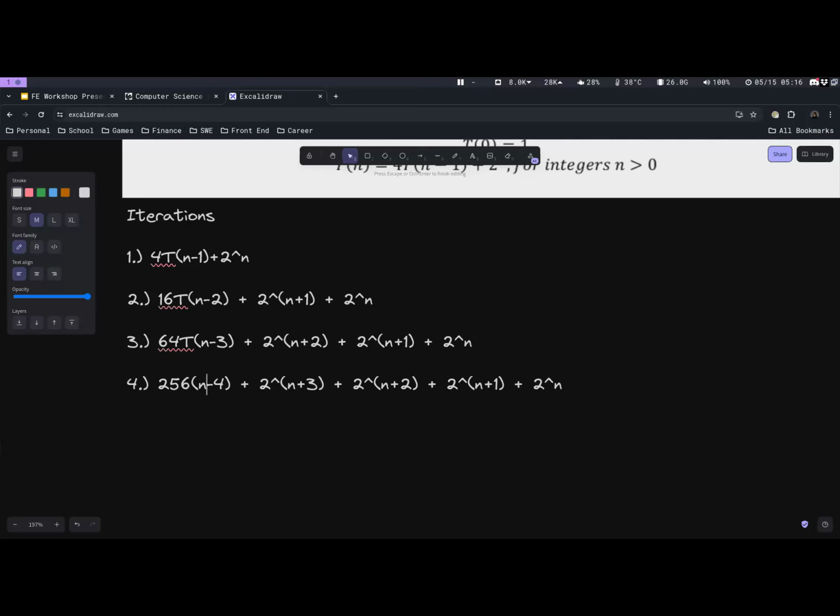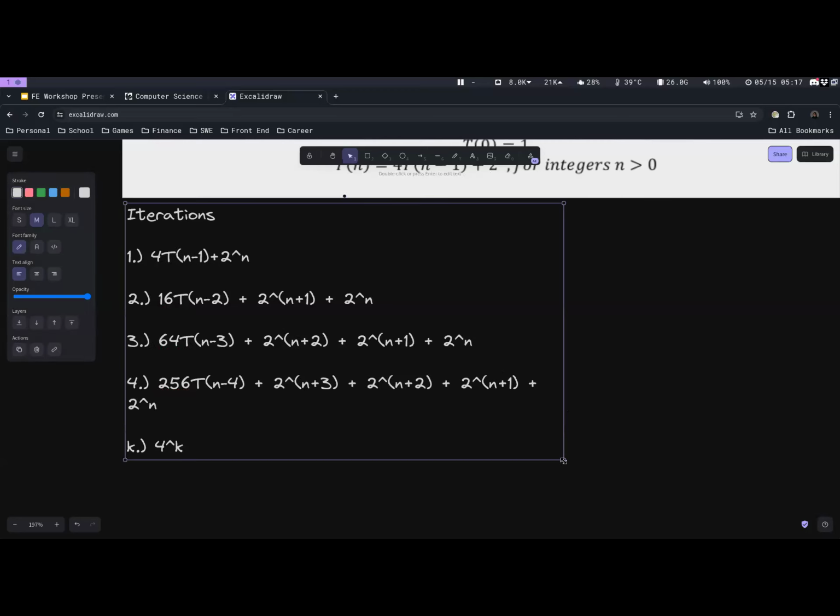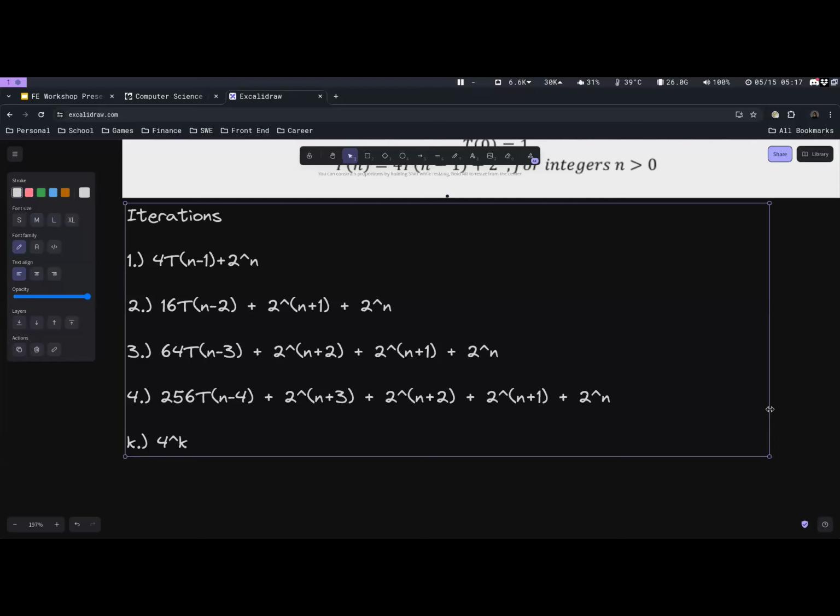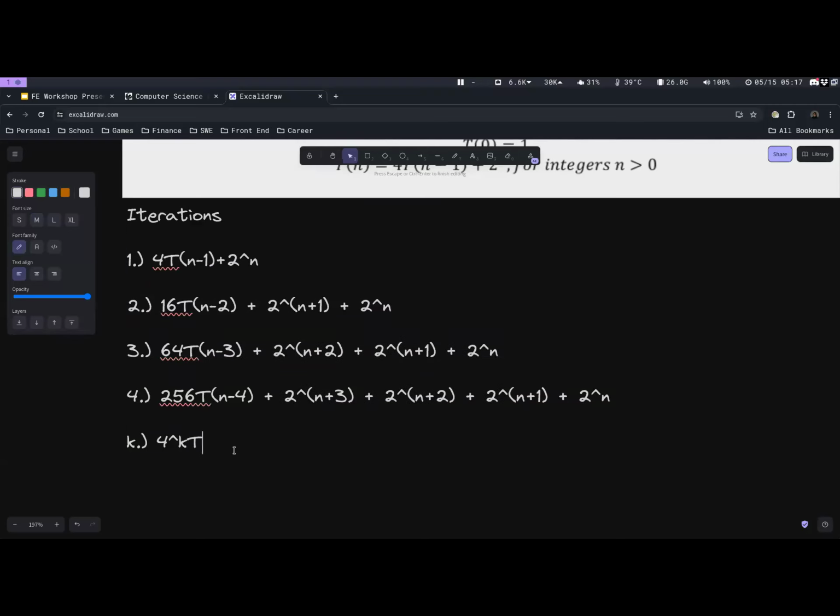N minus 4, n minus 4. No. Right? So first things first, very clearly, our k term, so we can actually just write it like this, is going to be 4 to the k right off the bat. We know that. That's a clear relationship we have here. Also, this should have a T here. My fault. Oh, it's too big. Wait, no. There you go. 4 to the k, T, n minus k. Remember, this is the first term. So n minus k, n minus k, n minus k, right?